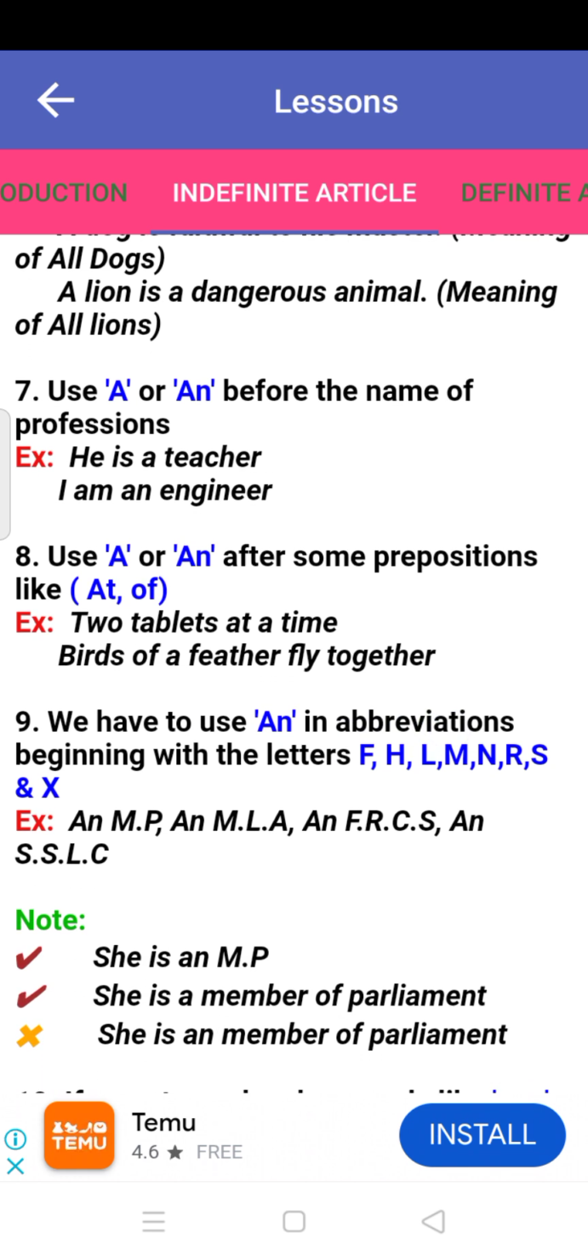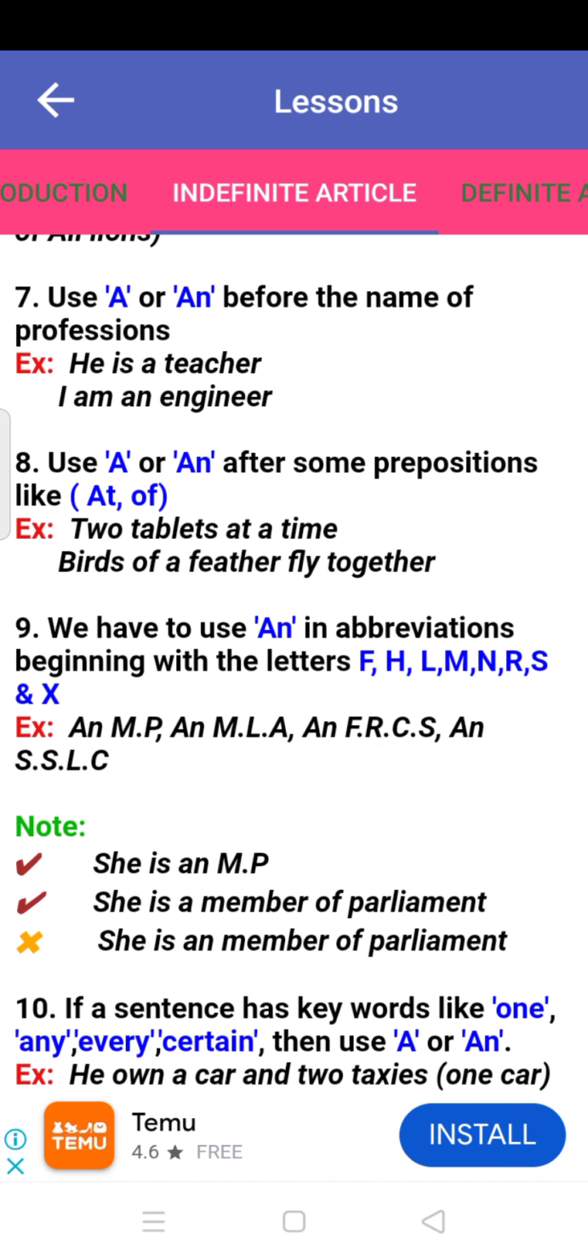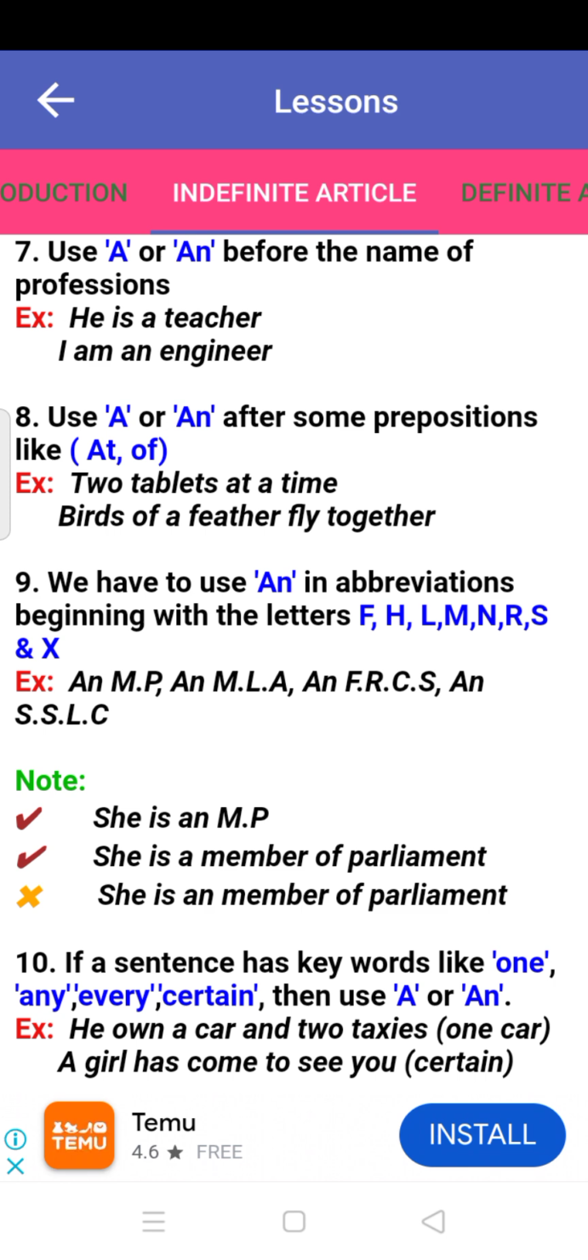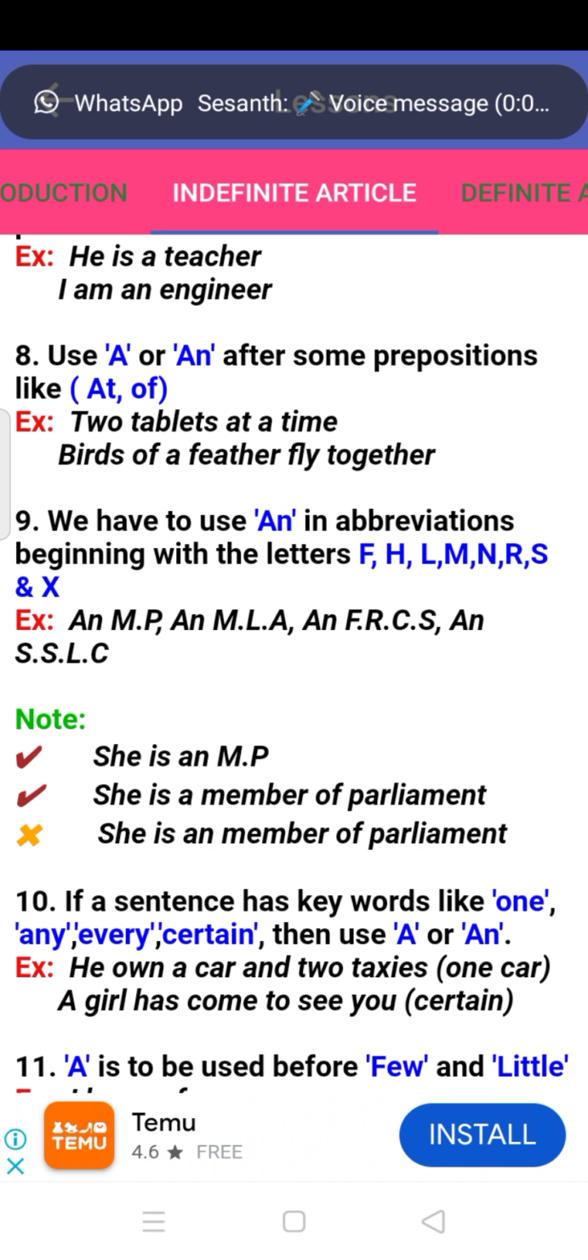The seventh rule is to use a or an before the names of professions. For example, he is a teacher, he is an engineer. So we use an before engineer since the word starts with a vowel. Use a or an after some prepositions like at, of. Examples: two at a time. Birds of a feather fly together.